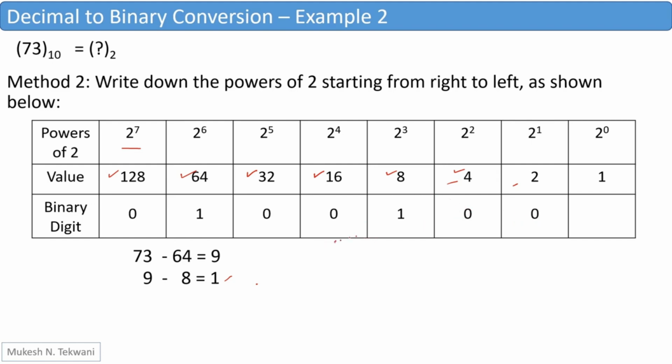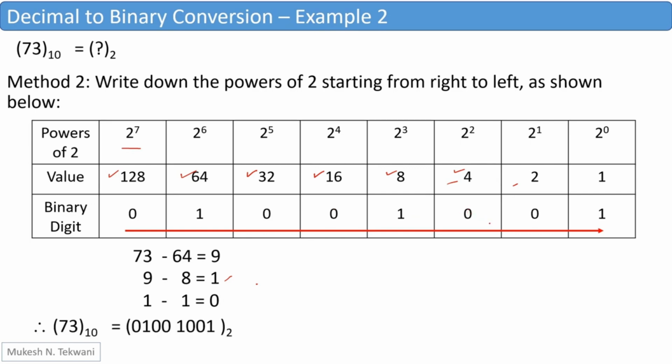Now we compare this one with 1. 1 is equal to 1, so we put the bit 1, and therefore now we have reached the value 1 minus this value 1, which is equal to 0. And now we consider these bits, binary digits, in the forward order, and therefore our binary number becomes 0101. This is the first part which we have considered.